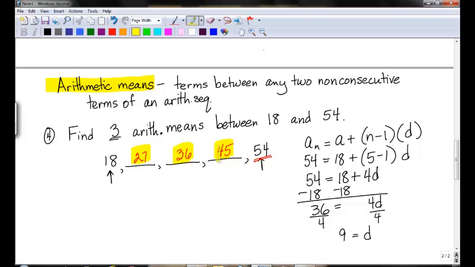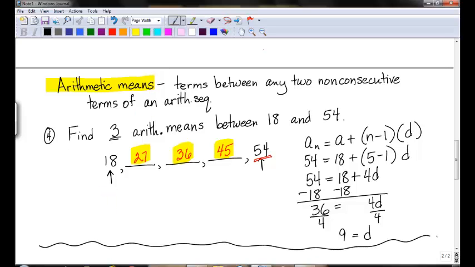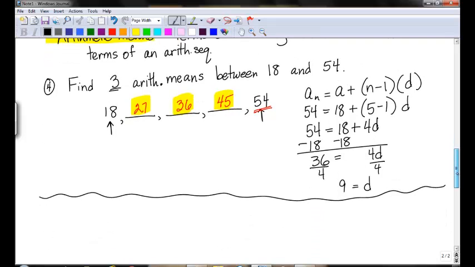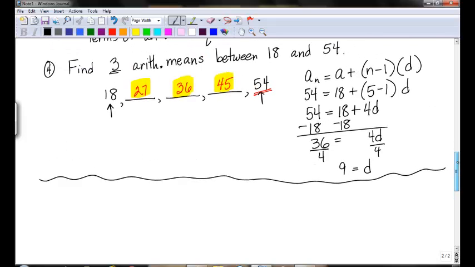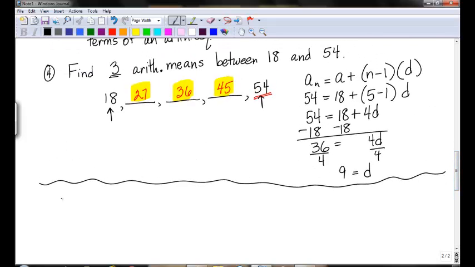Okay, that whole part, this section's on arithmetic sequences and series. You need a little separator. Everything we've done so far has been sequences. Now we're going to do arithmetic series. There are two formulas for arithmetic series.